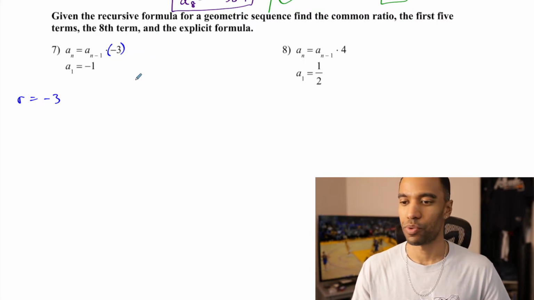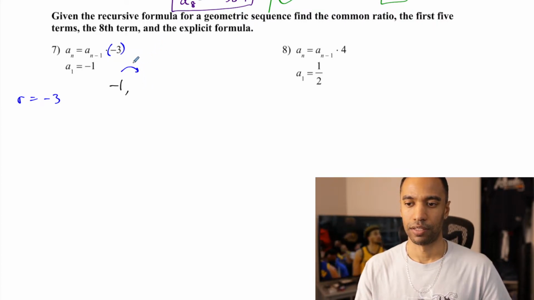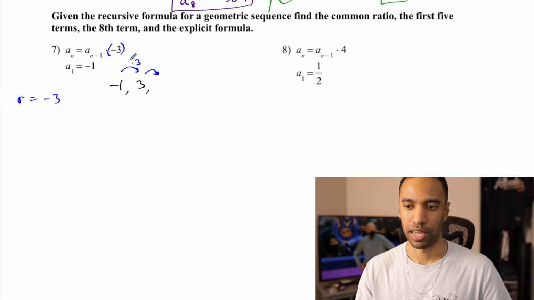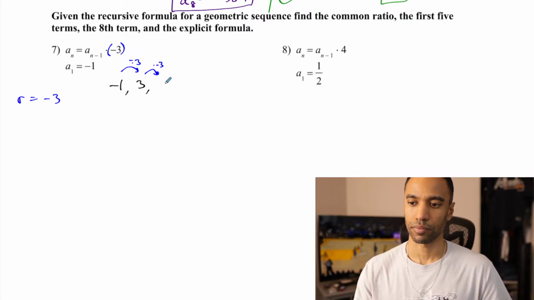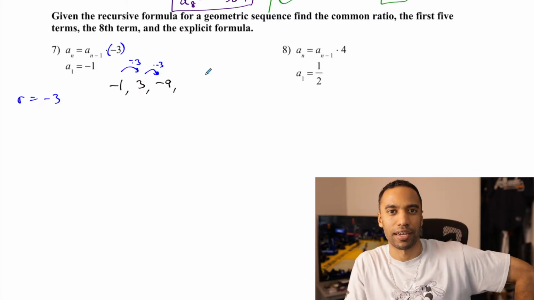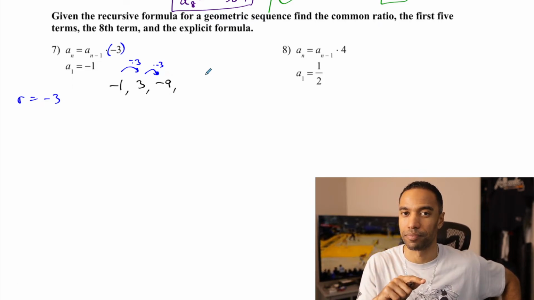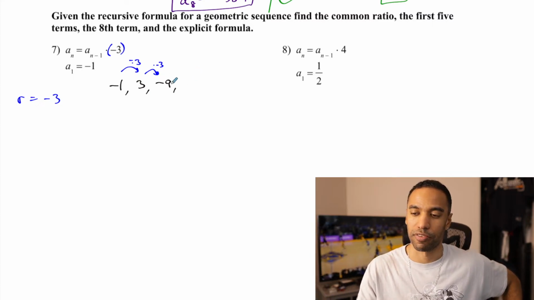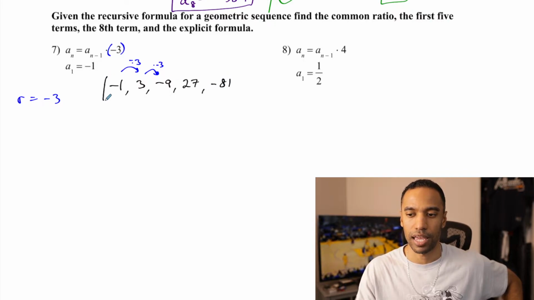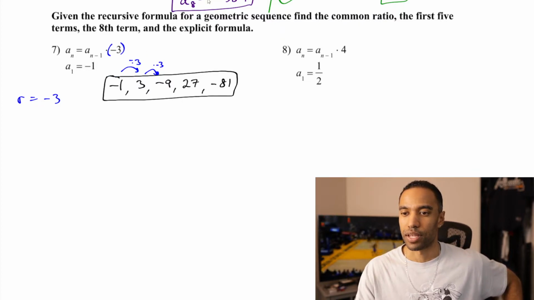And we're starting, by the way, from -1. Let's write the first 5 terms. -1. What is that times -3? Well, it's a positive 3. 3 times -3, -9. So you're going to notice here this oscillation of sign. I mentioned this before. In a geometric sequence, the signs either stay the same the whole time or they change every time, because you're multiplying by a positive or negative. Times -3 is positive 27. Times -3 is -81. Those are the first 5 terms. If they're not changing signs, something went wrong.